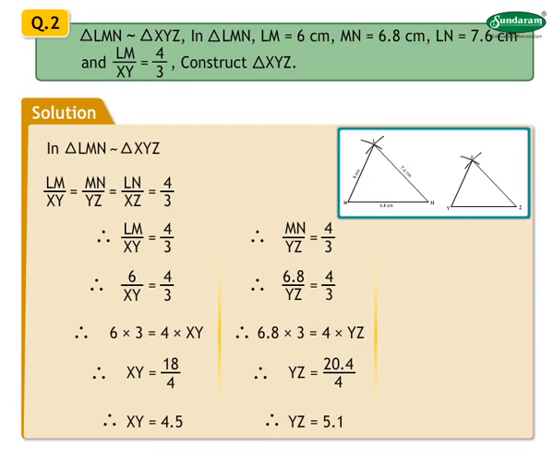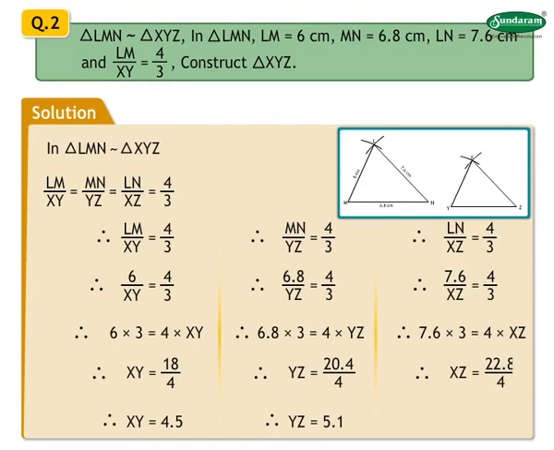Lastly, to find the length of XZ, it is given that LN upon XZ is equal to 4 upon 3. Now, by substituting the value of LN as 7.6, we get 7.6 upon XZ is equal to 4 upon 3. Now, by cross multiplying, we get 7.6 into 3 is equal to 4 into XZ. Therefore, XZ is equal to 22.8 divided by 4. Therefore, XZ is equal to 5.7.